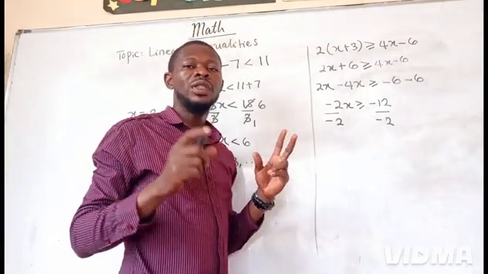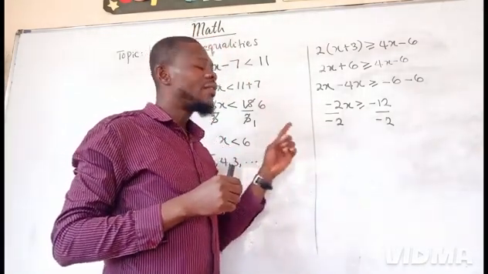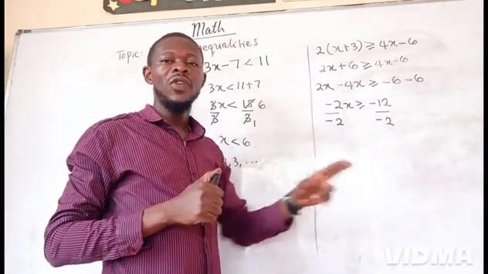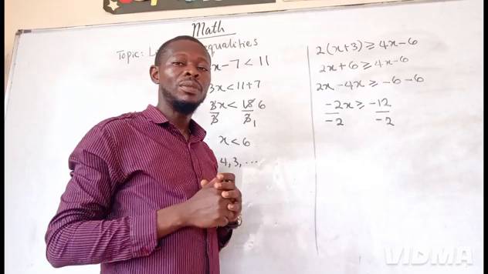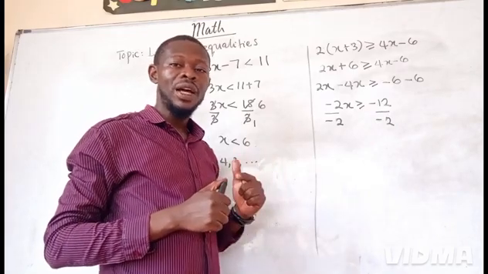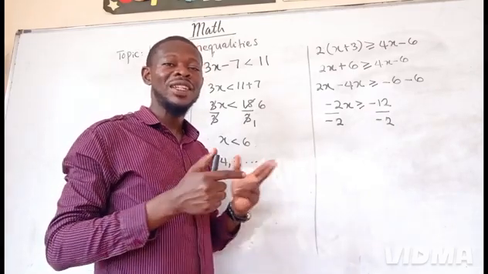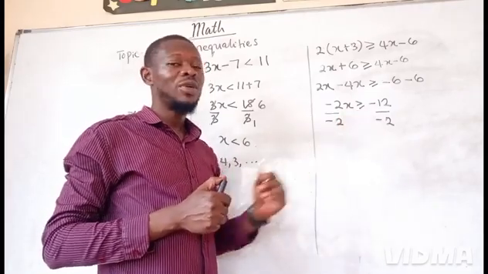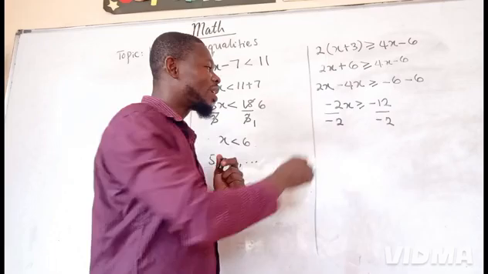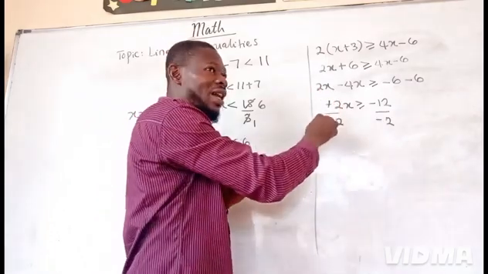Now, at this point, we need to take notes. Whenever you divide or multiply both sides of an inequality by a negative number, the sign will what? Reverse. Watch me. So, of course, the negative signs will cancel out.